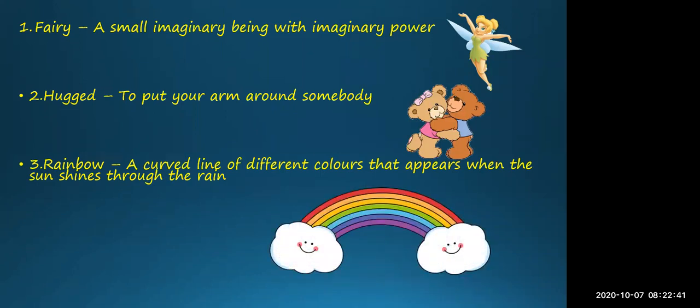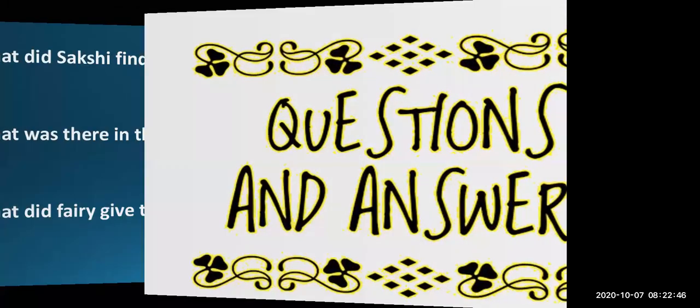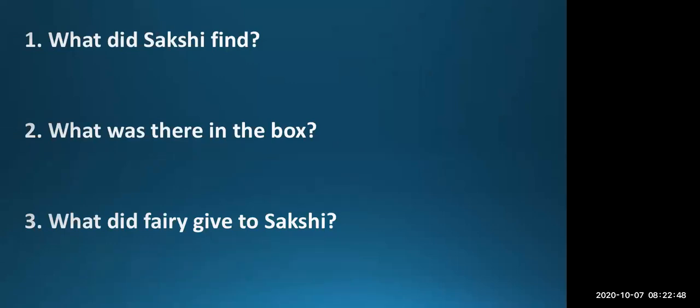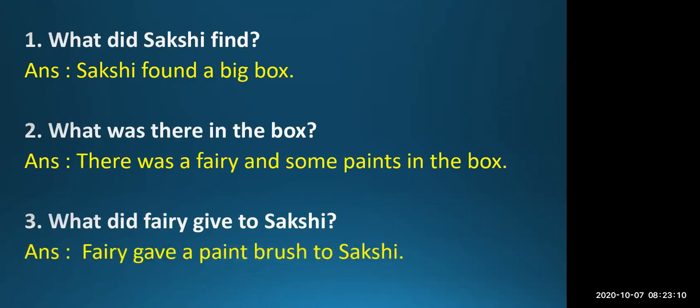Okay, children? Now let's have some questions and answers. My first question is, what did Sakshi find? Sakshi found a big box. What was there in the box? Yes, there was a fairy and some pens in the box. Third question is, what did the fairy give to Sakshi? The fairy gave a paint brush to Sakshi.